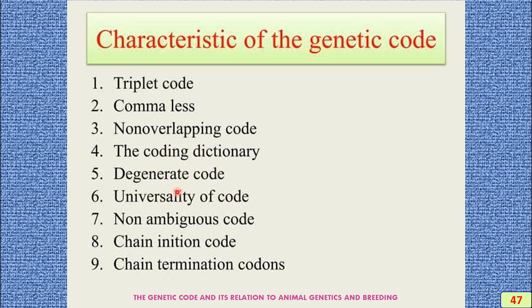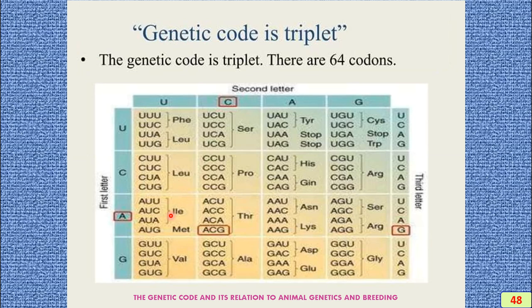So the characteristics of the genetic code: it is always a triplet code, commaless, non-overlapping, the coding dictionary, and it also has a degenerate code, universality of the code, chain initiation codons, and chain termination codons, and we will see what all these things are. The genetic code is a triplet of nucleotide bases, and there are 64 codons.